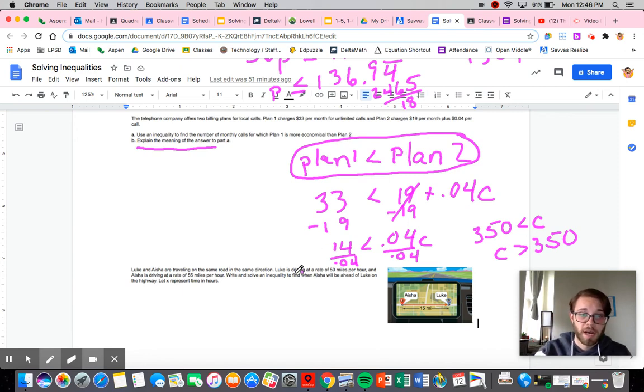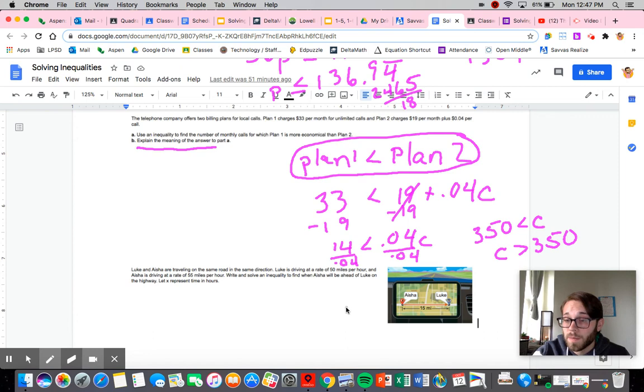Anyway, moving on, last situation here. Luke and Aisha are traveling on the same road in the same direction. Oh, how nice. Luke is driving at a rate of 50 miles per hour, and Aisha is driving at a rate of 55 miles per hour. Write an inequality to solve when Aisha will be ahead of Luke on the highway. Let X represent the time in hours.